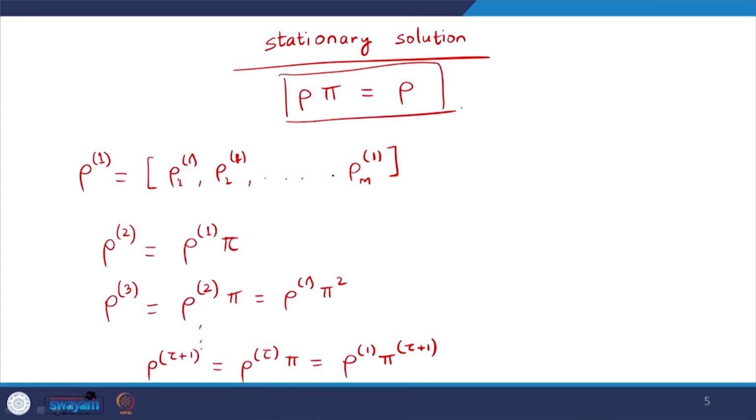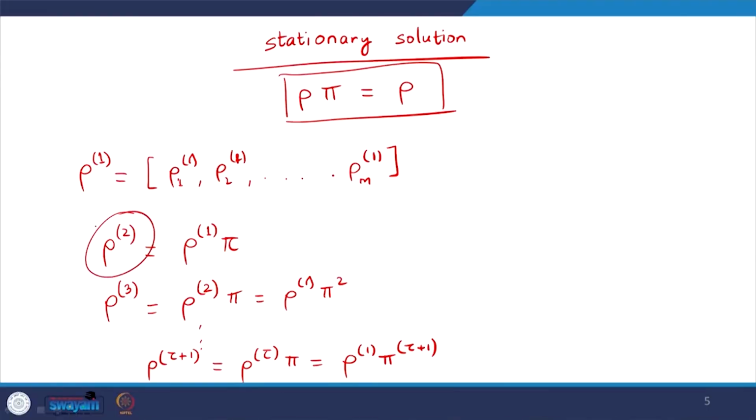Therefore, the condition to get that is simply rho pi is equal to rho, and this has been done without any consideration to the actual mathematical form of the probability densities, without much consideration even to the partition function and so on. This is simply, I would say, a result that has come by construction whenever we are doing a Markov chain.